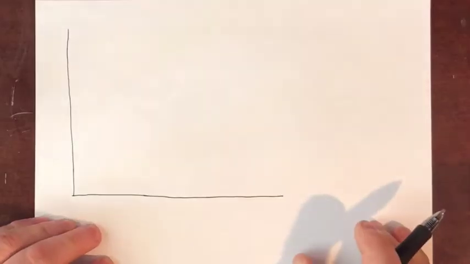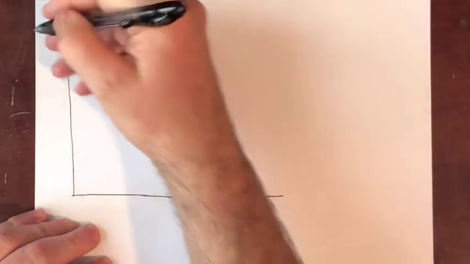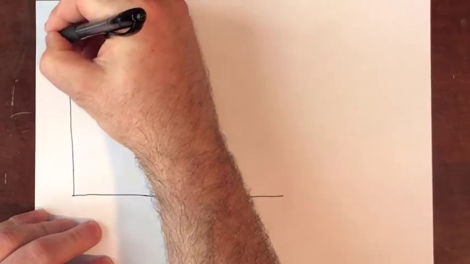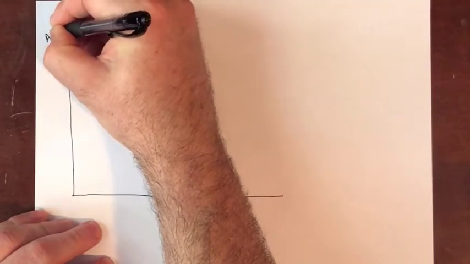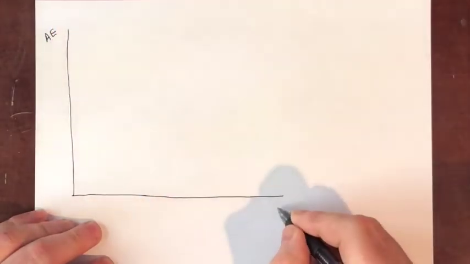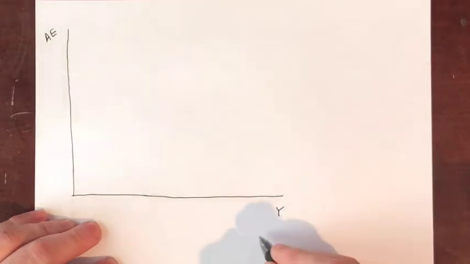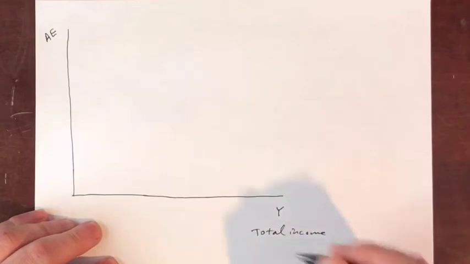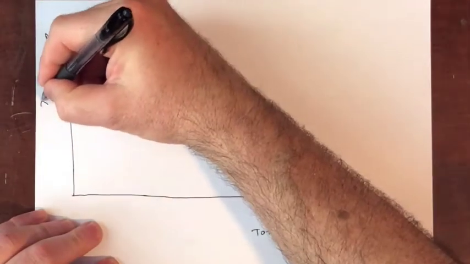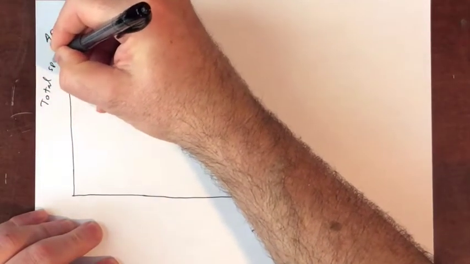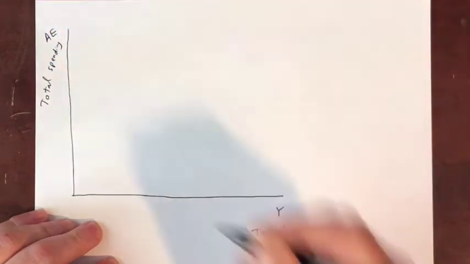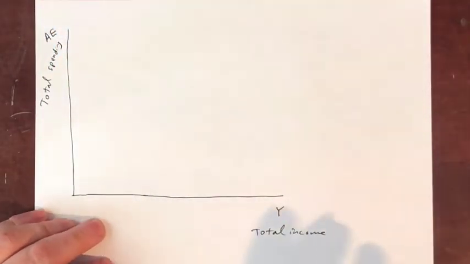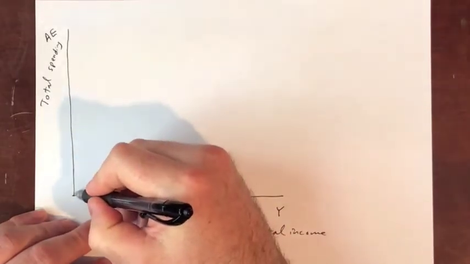Here's our graph. We've got aggregate expenditure over here, AE, and down here we have Y, Y representing total economic income and AE representing total spending. Now again, we are going to put on this graph a 45-degree line.